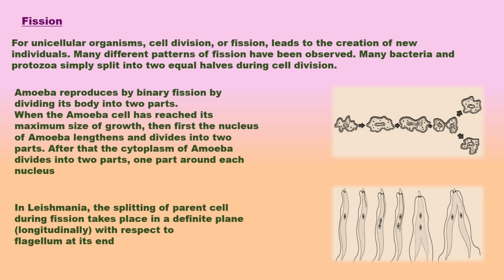Leishmania is a unicellular animal. Leishmania has a greater degree of organization in its body, having a whip-like structure called flagellum at its one end. Leishmania reproduces by the process of binary fission. In Leishmania, the splitting of parent cell during fission, or cell division, takes place in a definite plane, longitudinally, with respect to flagellum at its end. In this respect, Leishmania differs from amoeba.